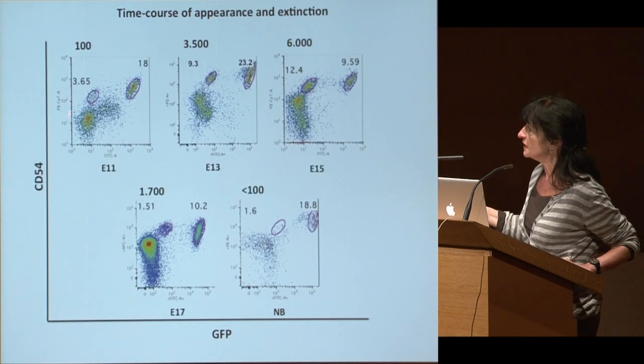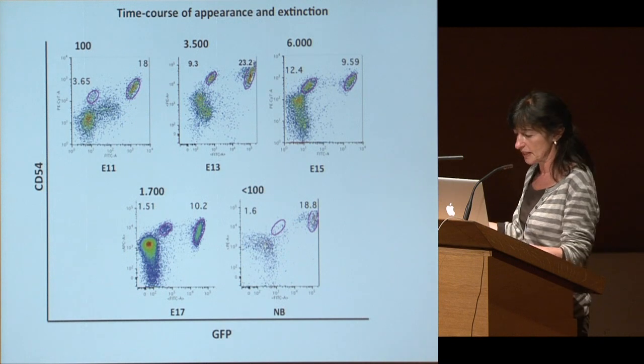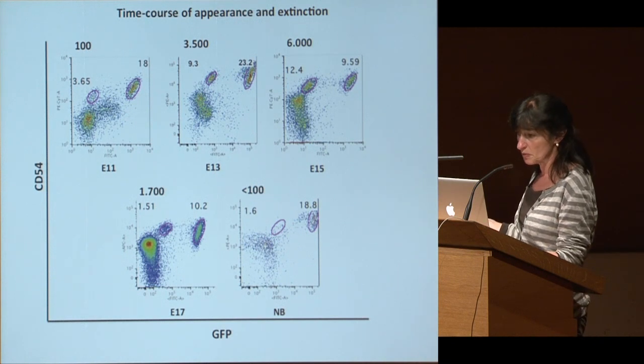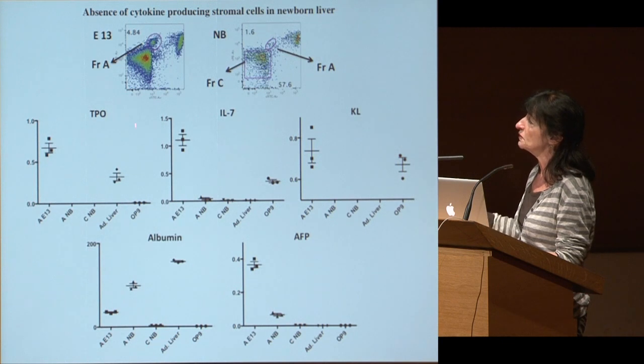They are in the fetal liver, very rare at day 11, more frequent at day 13, peak at day 15, start to go down at E17, and not detectable in newborn mice. So this is a transient population, not only by phenotype, but also by cytokine messenger RNA expression. The TPO expressing cells are not there in the newborn compared to E13. IL-7 producers are not there. KIT ligand is not there.